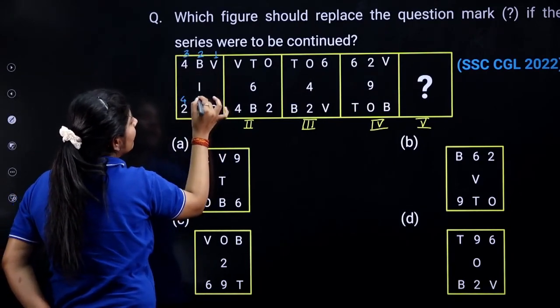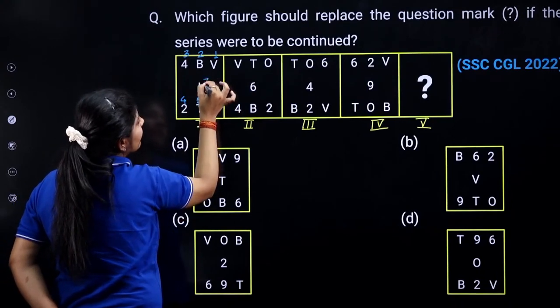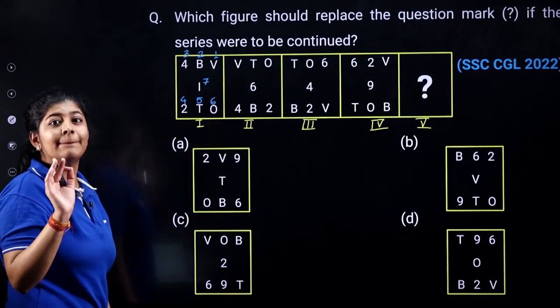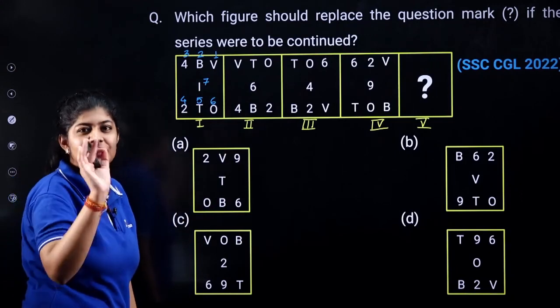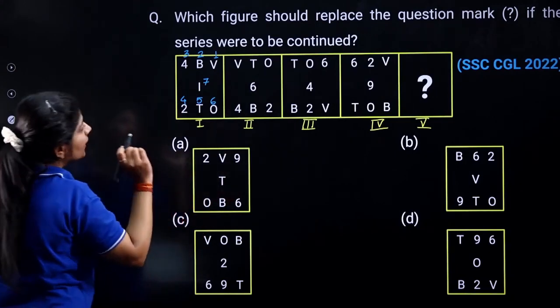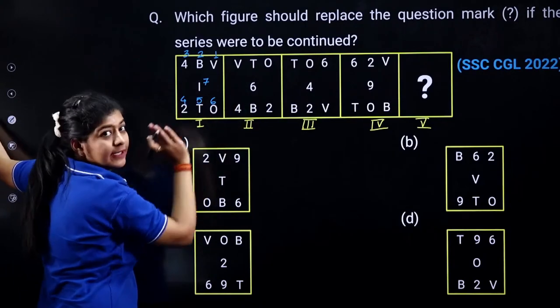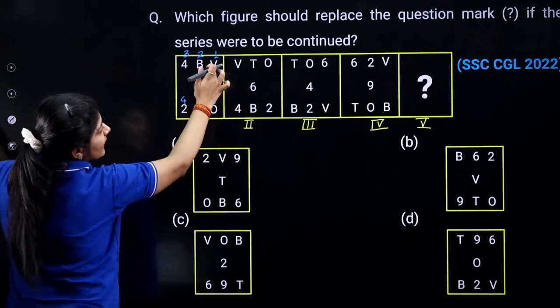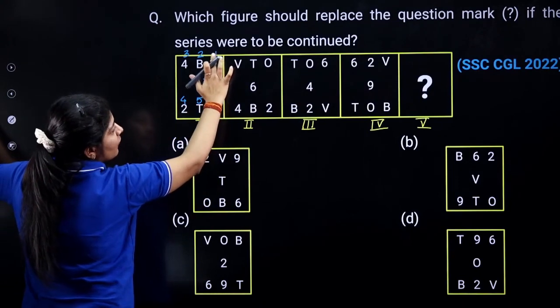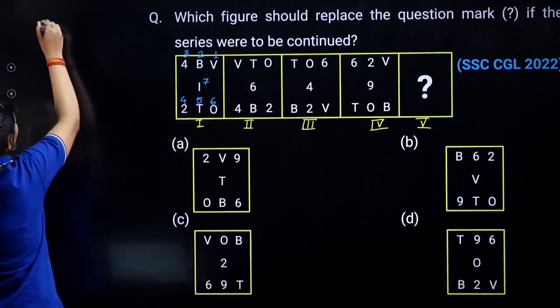This is 4, 5, 6 and 7. I am just writing the place numbers, right? I am just trying to make you understand. When we are transiting from figure number 1 to figure number 2, what we are doing? We replace our V from first position to third position.